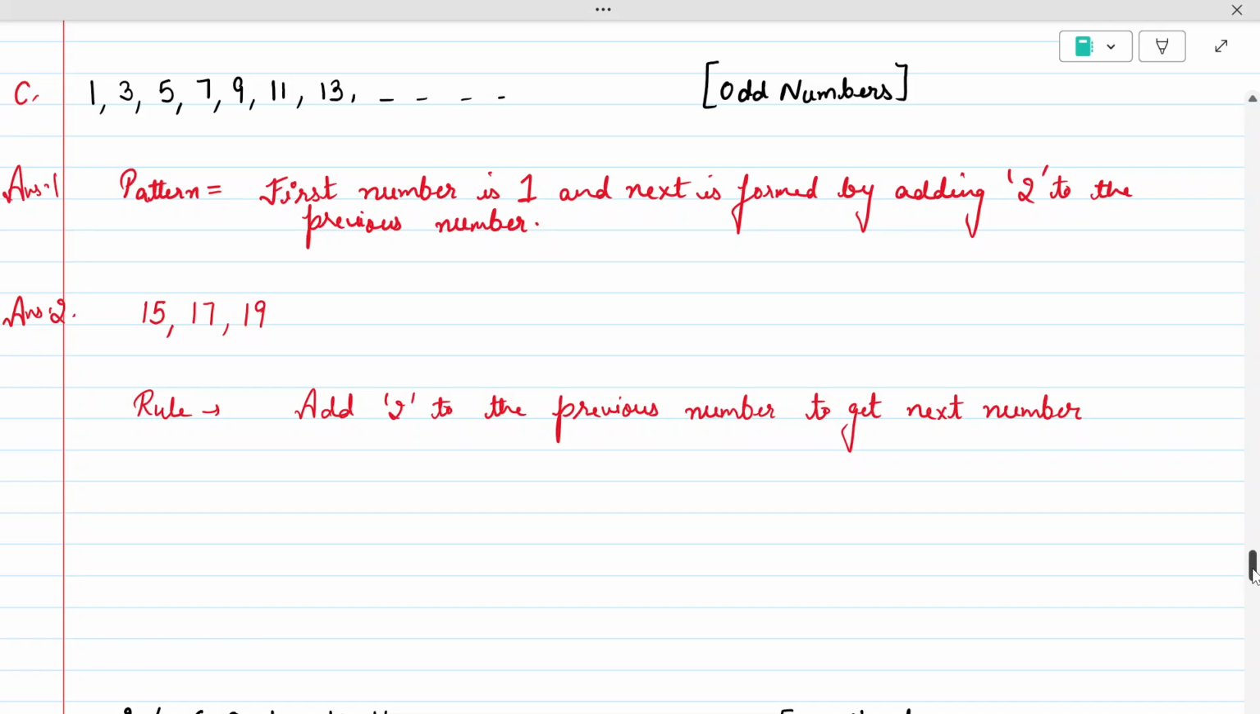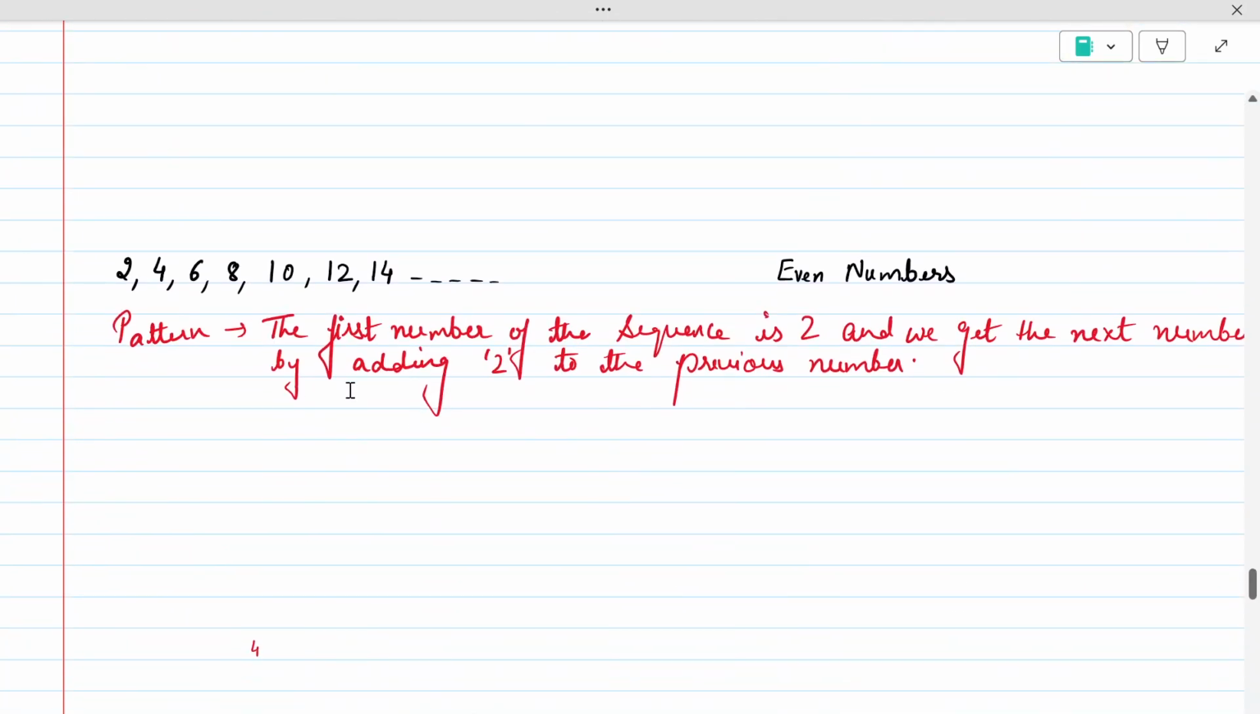Next is the sequence of even numbers. So in the even number sequence, the pattern was the first number is 2 and the next number is obtained by adding 2 to the previous number. 2 plus 2 is 4, 4 plus 2 is 6, 6 plus 2 is 8, 8 plus 2 is 10, 10 plus 2 is 12 and so on. Right? So this is the first answer, the pattern, that the first number of the sequence is 2 and we get the next number by adding 2 to the previous number. This is the pattern of even numbers.